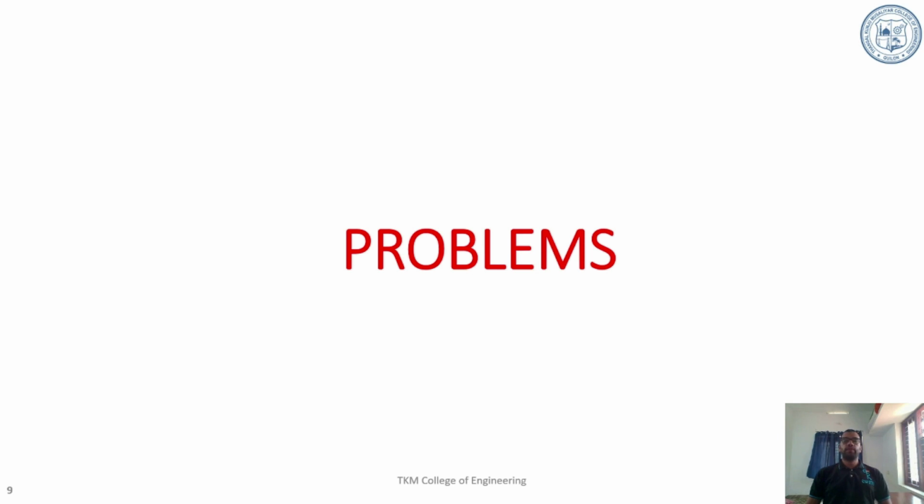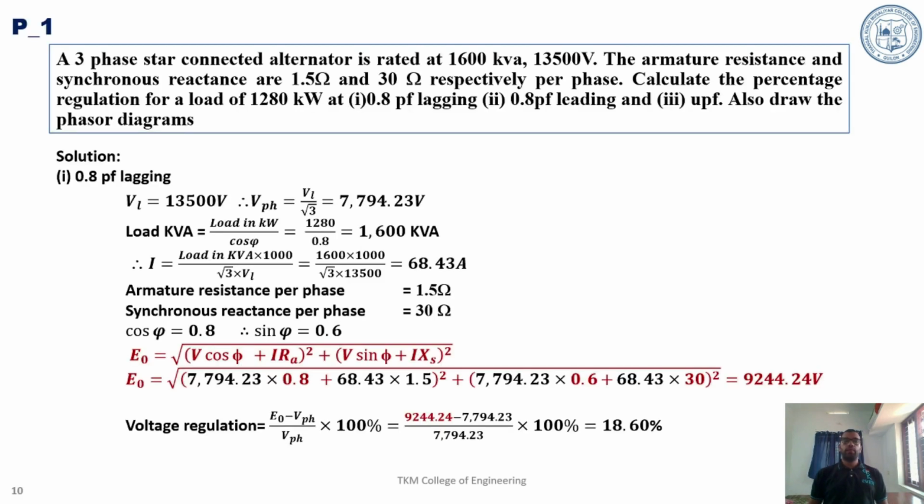Coming to problems in the EMF method. First problem: a three-phase star-connected alternator is rated at 1600 kVA, 13,500 volt. The armature resistance and synchronous reactance are given as 1.5 ohm and 30 ohm respectively per phase. We need to calculate the percentage voltage regulation for a load of 1280 kilowatt at 0.8 power factor lagging, 0.8 power factor leading, and at UPF. Also, in each case, we need to draw the phasor diagrams.